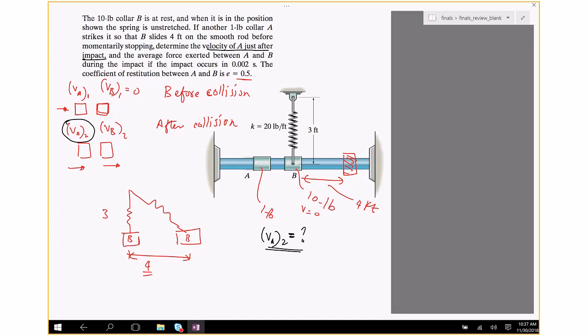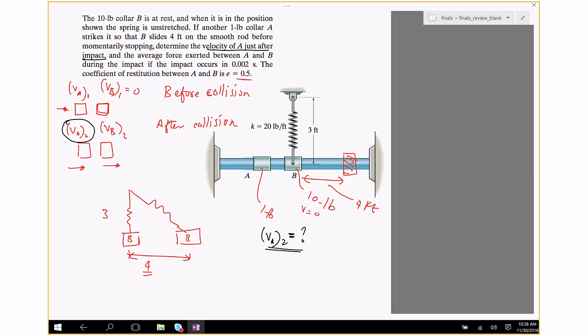This is a problem slightly different from the rest, because you have to think of what happens sequentially. A hits B, so how do you figure out the velocity of A and B after collision? Then B goes from its current position, vertically down, all the way to the right, and comes to stop at 4 feet. It's working against gravity. So there are two events: the collision of A and B, and then the motion of B till it comes to stop on the right side.